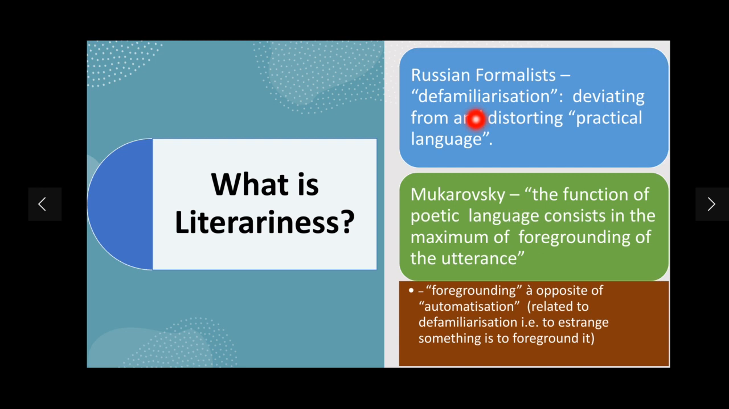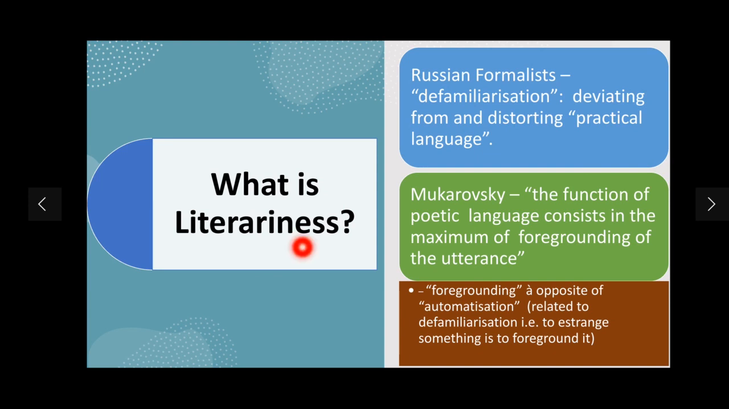Something which is not strange, or something which is common, the poet or the writers make uncommon or unfamiliar. What is the purpose of making things uncommon or unfamiliar? The purpose is to gain new perspective and see the world differently. For who? For the audience. So this is called defamiliarization.